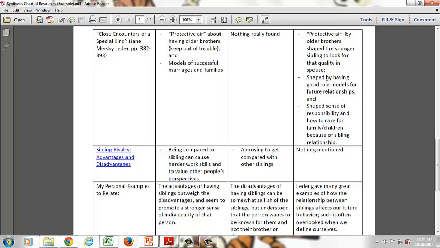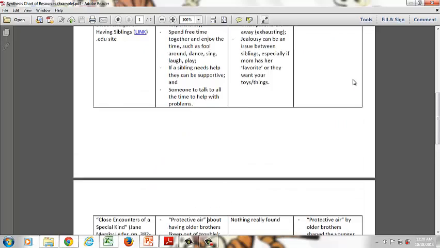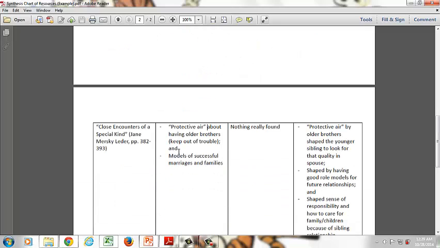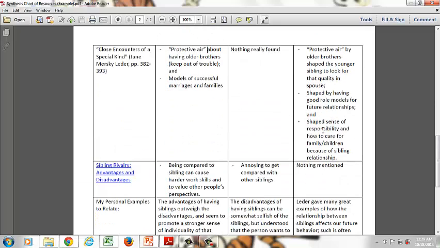So honestly, I'm really having to rely on this particular article, Close Encounters of a Special Kind. I have to rely on that article to be the bulk of my third body paragraph, because nothing else that I found really addressed it. But I think there's enough examples from the article that I think I'll be okay.